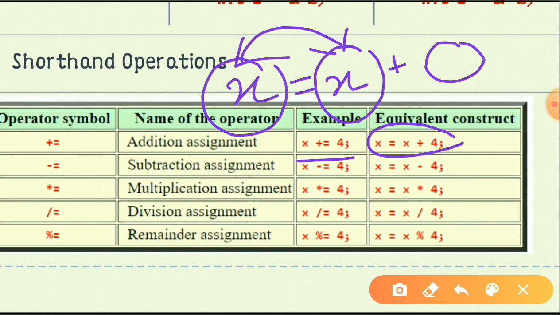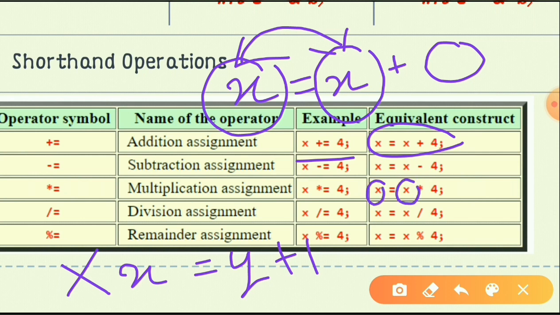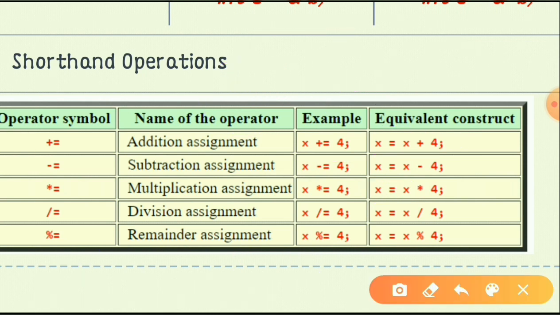Likewise, if you have x equals y plus 1, then you cannot perform shorthand operations on such expressions. For using shorthand operations, this variable and the first variable should be the same, then only you can use them. So quickly see over here, this plus will be changed to plus equal to, and this minus will be changed to minus equal to. Again the same thing for multiplication, division and modulus.